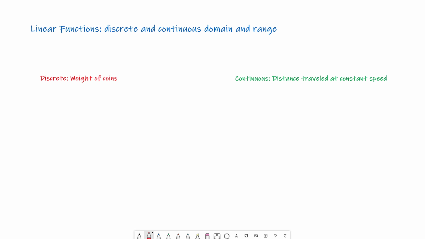We are still talking about linear functions, and in this video I would like to highlight the difference between discrete and continuous domains and ranges for linear functions. As a reminder, the domain of a function is where we get the inputs from. And we often designate x as the name of the variable for our input, while the range is where our y's or our outputs come from or go into, whatever language you would like to use for the action of the function.